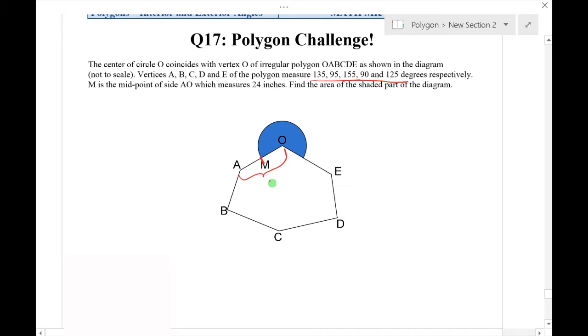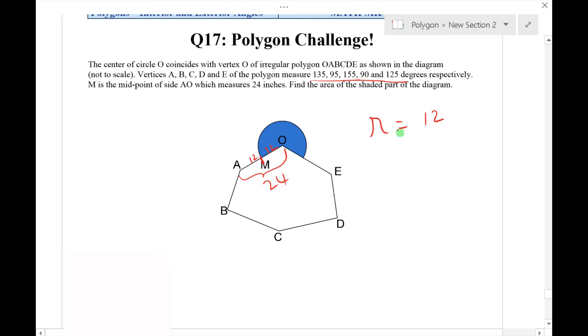Which measures 24. So this is 24, and so this should be 12, and this should be 12. Therefore, one of the instant things that we know is that the radius of the circle is 12. Find the area of the shaded part, which is the blue. See how the cursor color changes. I like it.